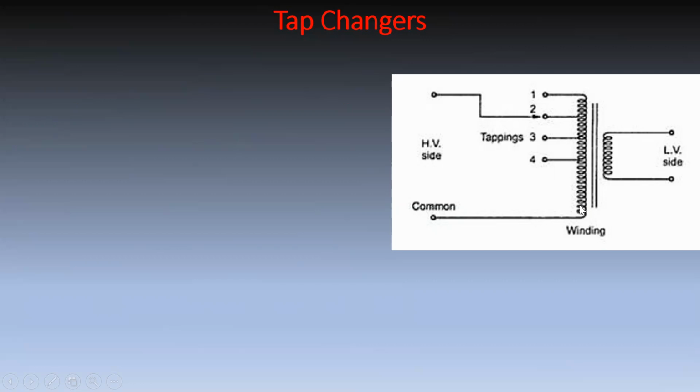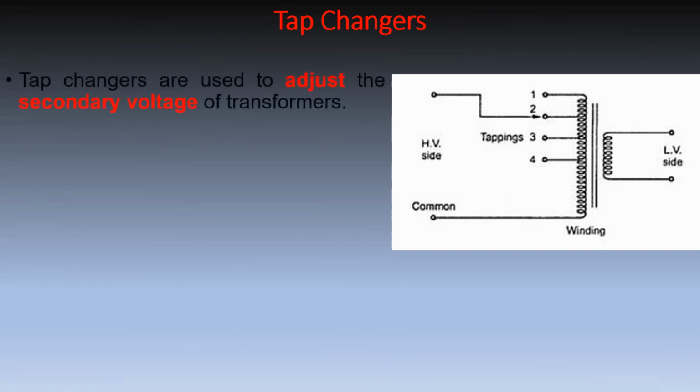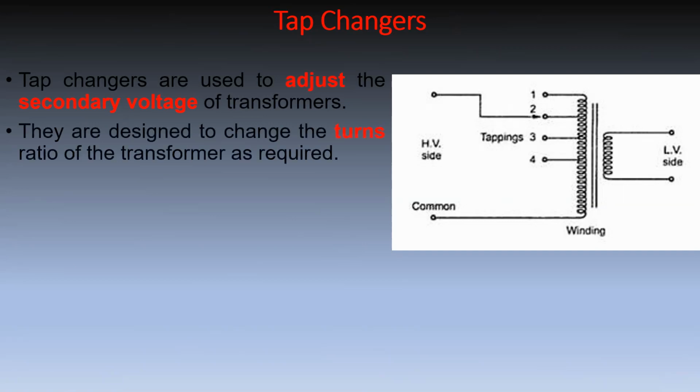As long as the winding is getting reduced, the number of turns is getting reduced, and our voltage is getting reduced at the output level. So whatever the required output level, we can change it. For some applications, we need a different output level. According to that, the tap changer is used to take different outputs. Tap changers are used to adjust the output voltage or secondary voltage of the transformer. They are designed to change the turns ratio of the transformer as required.